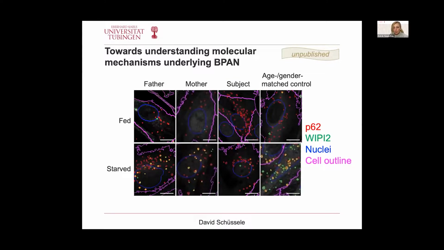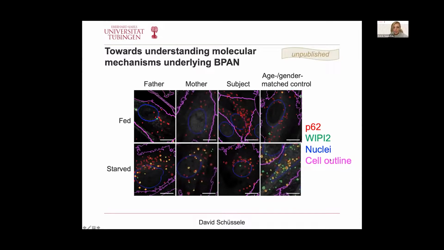This is an automated analysis, where you see in fed and starved conditions isolated fibroblasts from the subject, the mother and the father, and then an age and gender matched control. We stained for endogenous P62. It's a marker for selective autophagy, the first autophagy receptor, in fact, that was identified, and is used to address the autophagic flux. Additionally, we stained for endogenous WIPI2. You also see the nuclei and the cell outline.